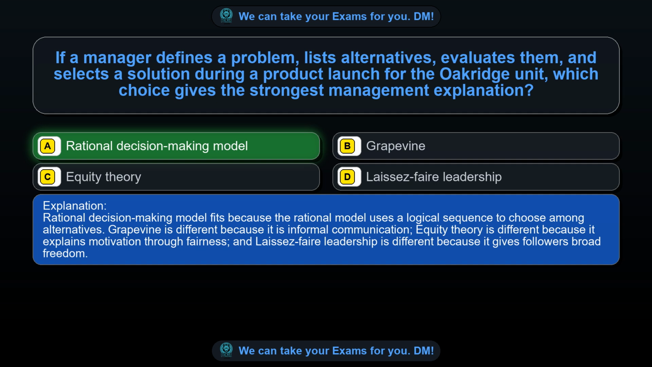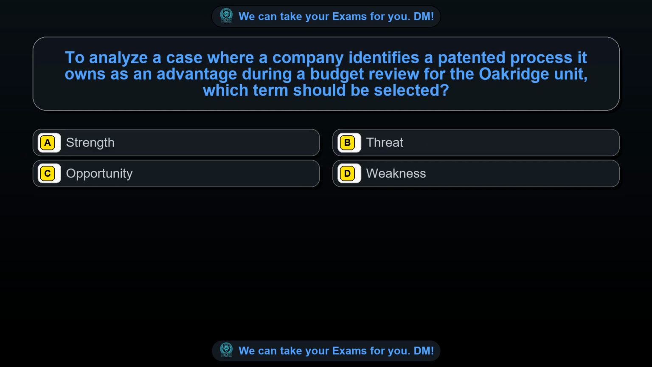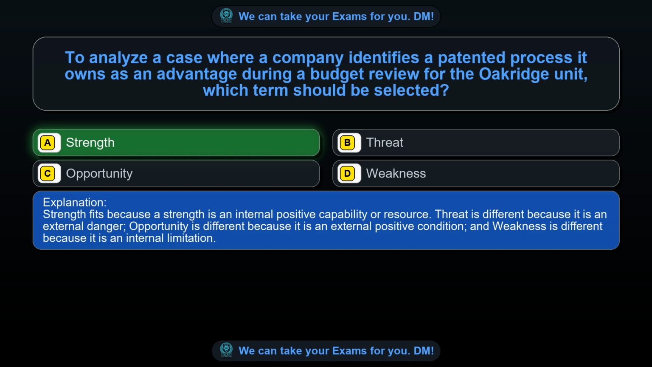Question 23. To analyze a case where a company identifies a patented process it owns as an advantage during a budget review for the Oak Ridge unit, which term should be selected? Option A, strength. Option B, threat. Option C, opportunity. Option D, weakness. The correct answer is option A, strength. Strength fits because a strength is an internal positive capability or resource.